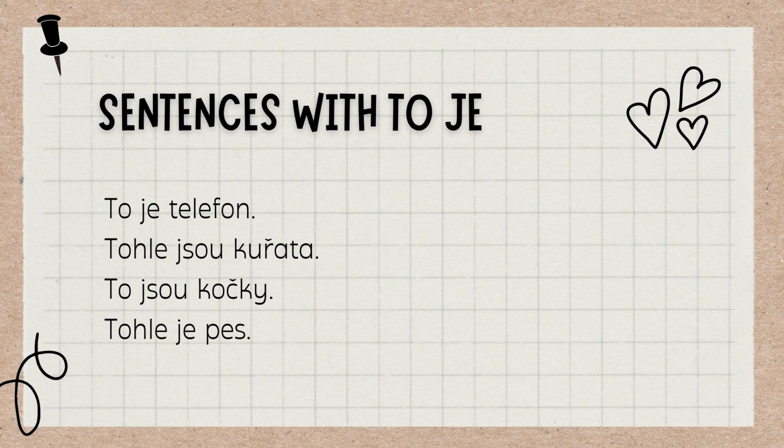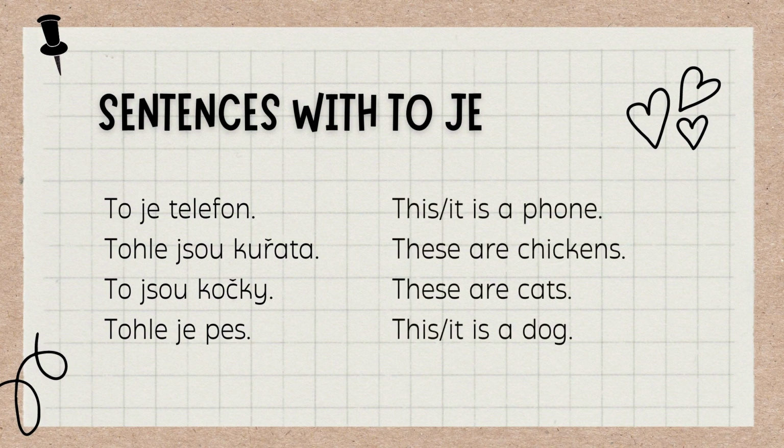Now the sentences. Repeat after me and guess the meaning. To je telefon. Tohle jsou kuřata. To jsou kočky. Tohle je pes. And the translation is... Did you get it right?